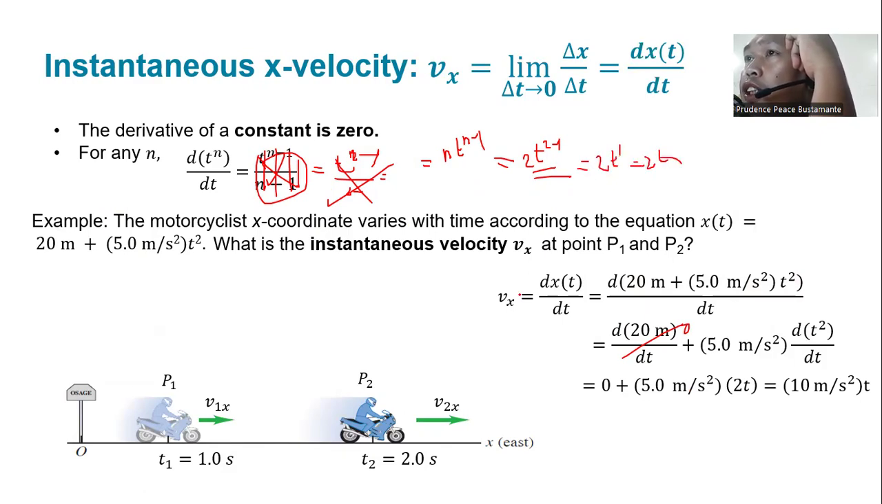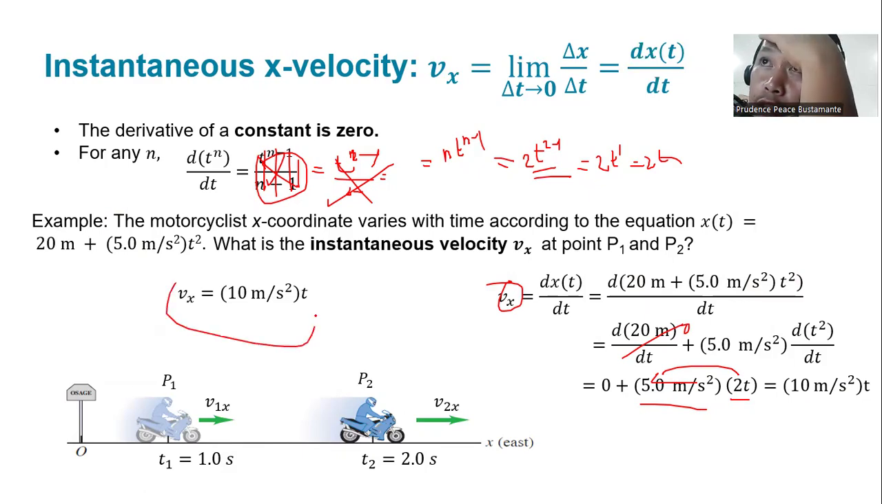So our derivative now, our v sub x, is equal to this constant times 2t. So 2 times 5 is 10, so 10 meters per second squared times t. So this is now our velocity as a function of time.